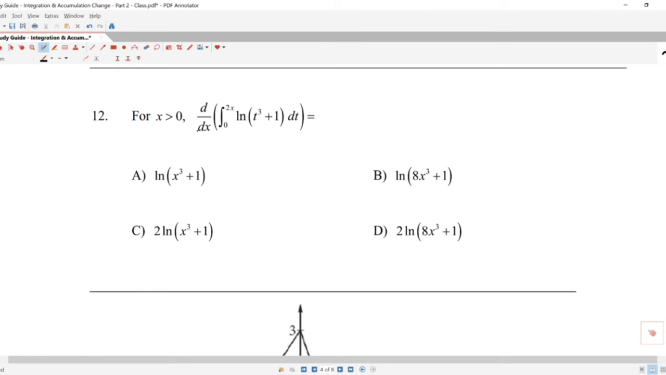Number 12, for x greater than 0, d/dx, the derivative of the integral of ln of t cubed plus 1 dt from 0 to 2x. This is that second part of the fundamental theorem of calculus, where the answer is just going to be the ln of, substitute in 2x for t, and then multiply by the derivative of that upper bound, which would just be 2. So I get 2 ln of 2x times 2x times 2x is 8x cubed plus 1.